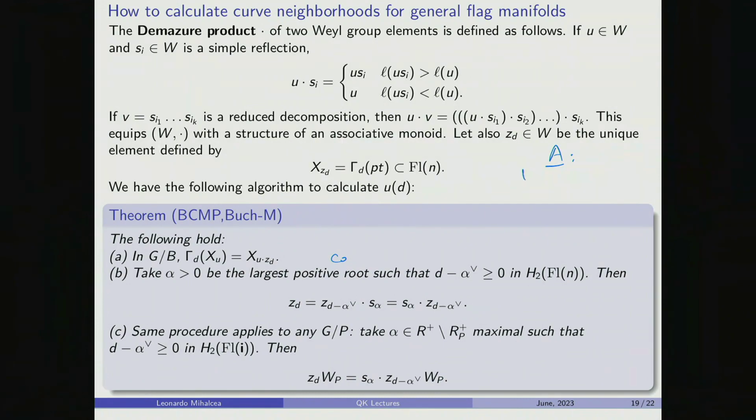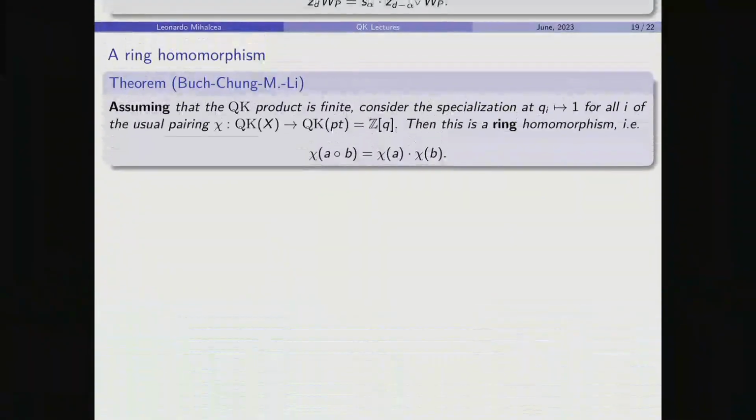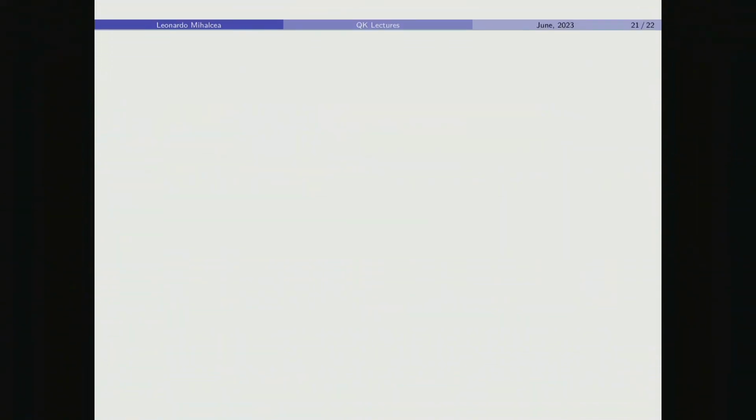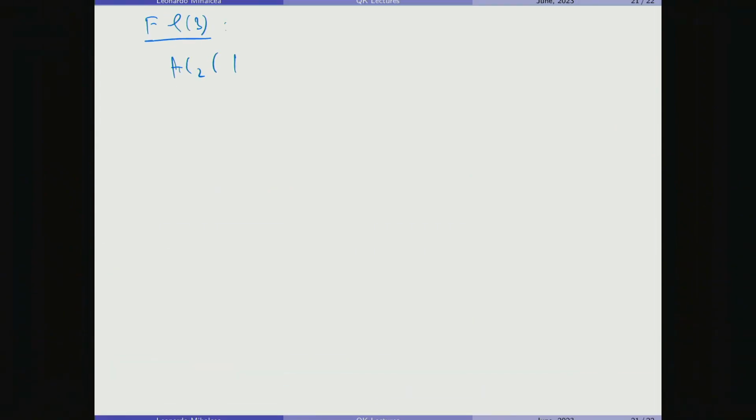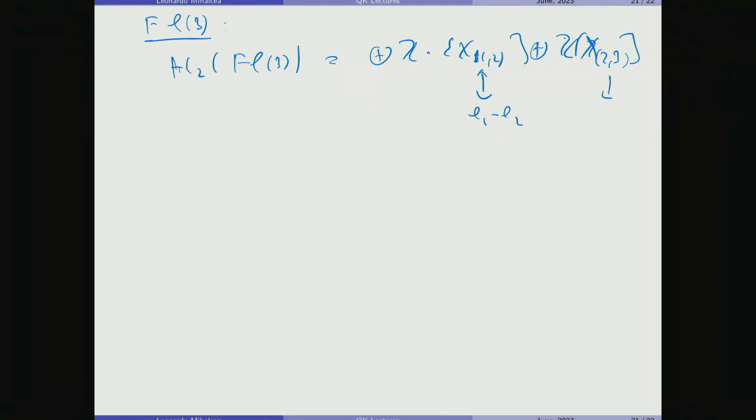Yes. So let's work in FL3. You have to write all the roots in FL3. So you have to look at H_2 of FL3. This has two Schubert curves, one corresponding to 1, 2, and one corresponding to 2, 3. We've seen in Frank's lecture that this corresponds to the co-root, or root, in this case it doesn't make a difference. In this case, this is just e_1 minus e_2, and this is e_2 minus e_3.